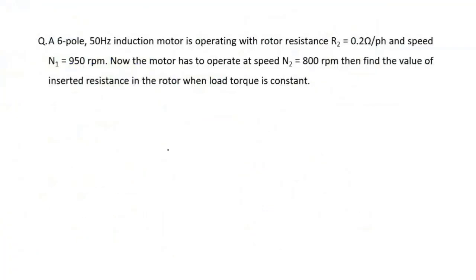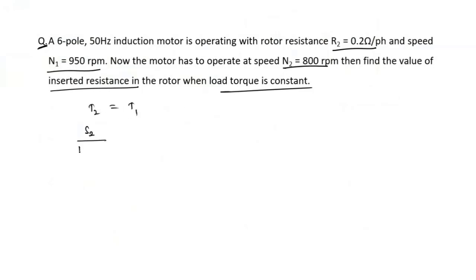Okay. And then next, if you look at the question, a 6-pole 50 hertz induction motor is operating with rotor resistance R2 equal to 0.2 ohms per phase and speed N equal to 950 rpm. Now the motor has to operate at a speed N2 equal to 800 rpm, then find the value of inserted resistance in the rotor when the load torque is constant. So when the load torque is constant here, I can write S2 divided by R2 plus Rx is equals to S1 divided by R2. What is the slip in the first case?